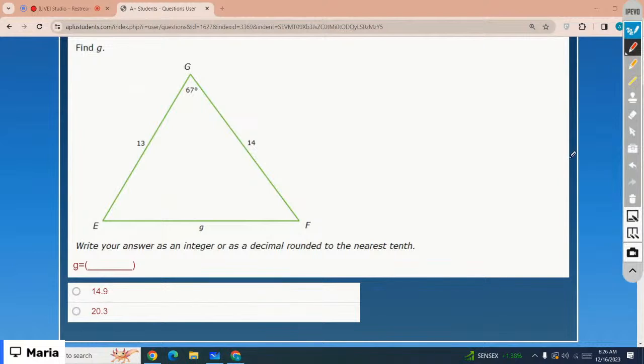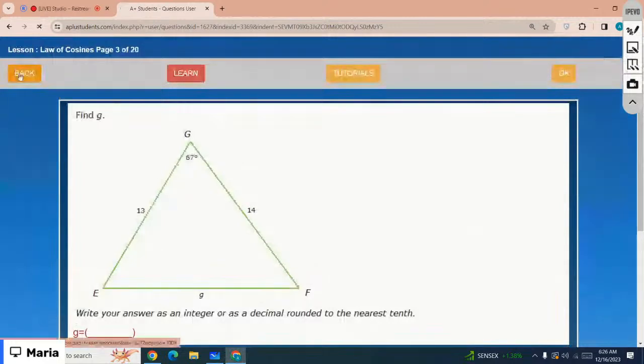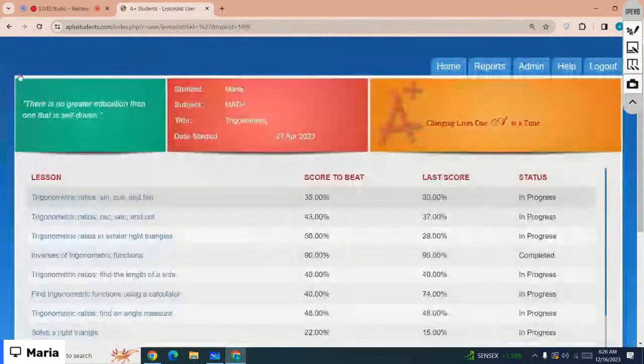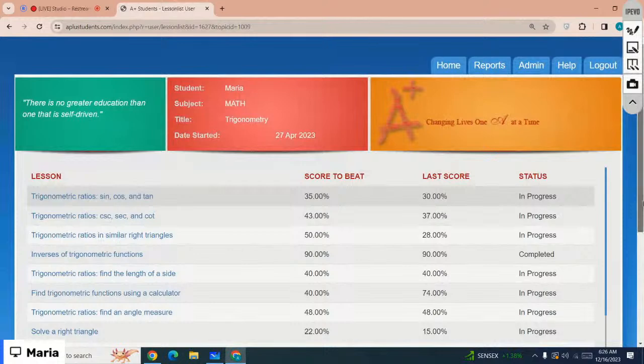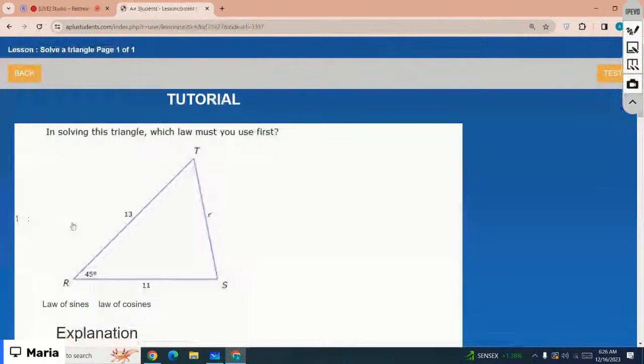Okay, let's just complete the lesson by yourself on your own. Let's just move on to the last lesson, that is solve the triangle. Basically, you need to see which law you need to use to solve the triangle, right? The next one is solve a triangle. Which law you must use first, right? That means you can use more than one law here. You have to solve the triangle. You need to find all the missing sides.